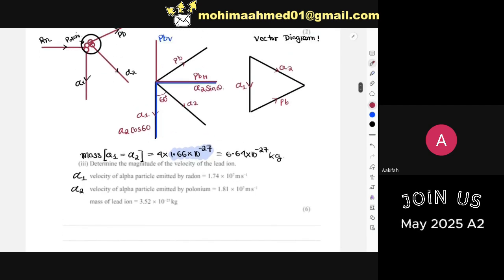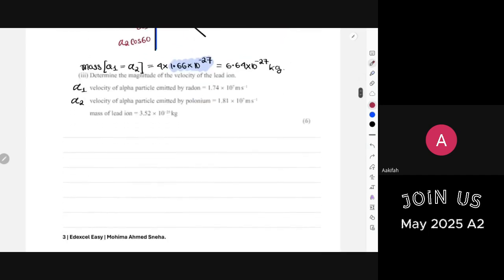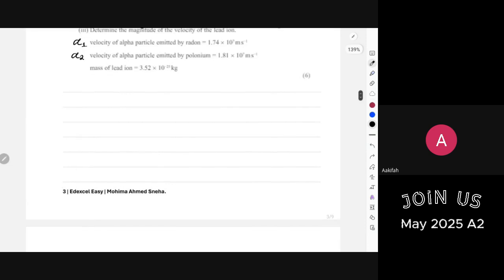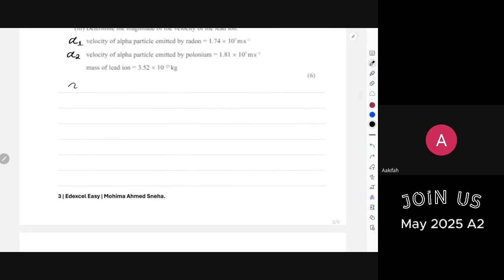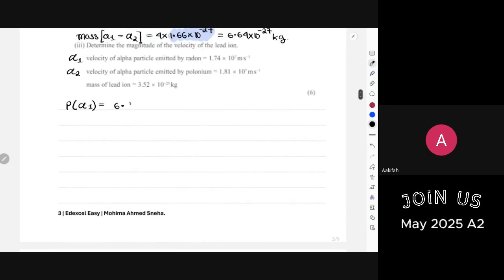So now, first thing I'll calculate is alpha 1 and alpha 2. Then I'll find out the components for alpha 2, horizontal component and vertical component. I actually do not have much space, so wait 1 minute. Let me just try to fit in as much as I can. Momentum for alpha 1, I'll not write down the formulas, okay, because I do not have much space. So 6.64 into 10 power negative 27 multiplied with 1.74 multiplied with 10 power 7. Can anyone please calculate this value for me?